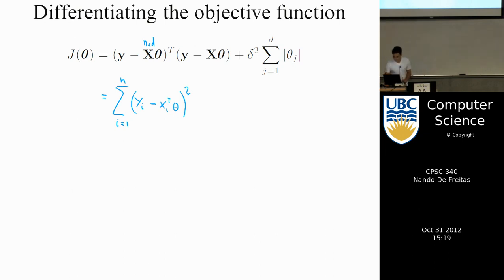Plus delta squared, sum over j equal 1 to d, the sum of the absolute values. Okay, so this is just, again, y minus x theta transpose times y minus x theta. That's just our way in matrix notation of saying the sum of squared differences between y and the prediction of y, which is x_i theta. Okay, so this is our prediction for y. And the hat on top of the y is very important. It means that it's a completely different object. It's the prediction as opposed to the y.